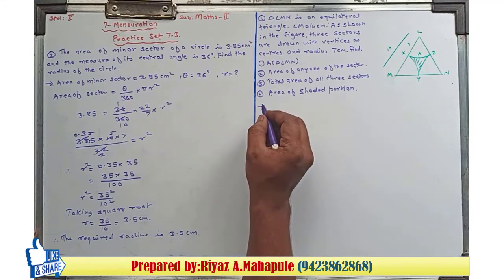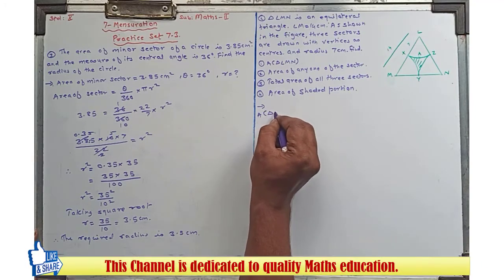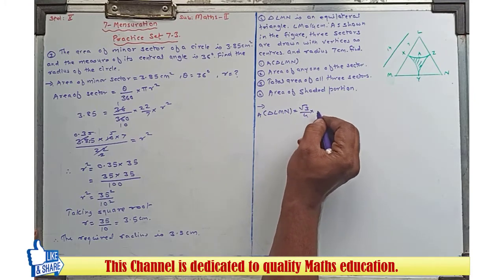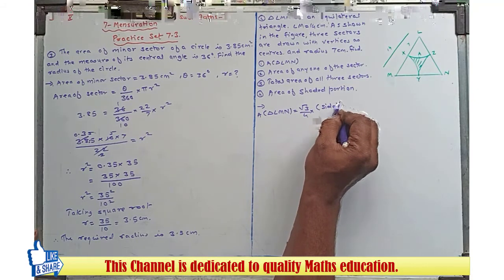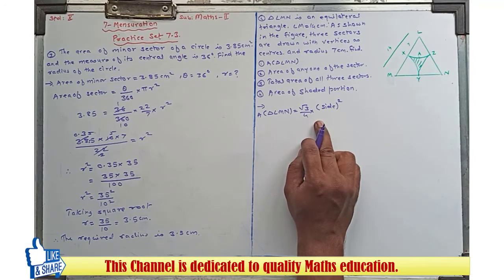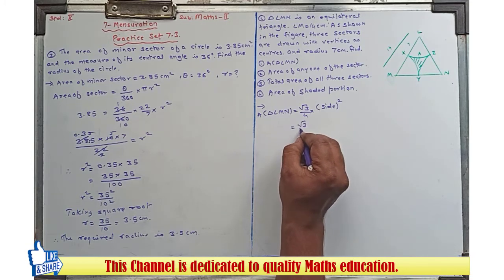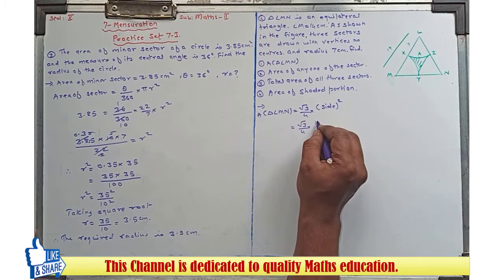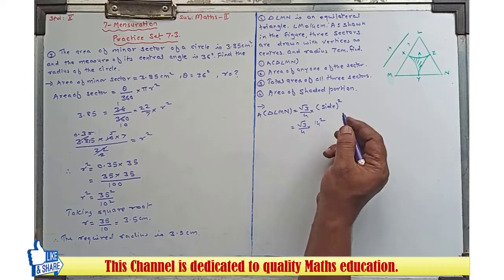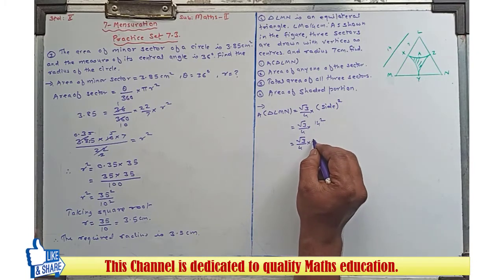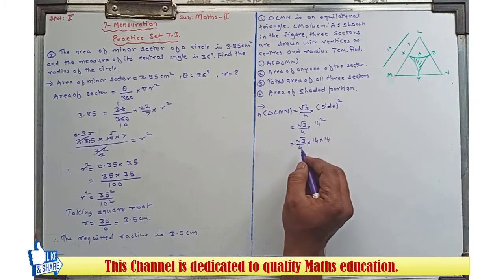Area of triangle LMN, area of equilateral triangle LMN. The formula is √3/4 into side square. This is the formula to find the area of an equilateral triangle. That is equal to √3/4 into 14 square. Side is given as 14, so √3/4 into 14 square is nothing but 14 into 14. Just simplify this.